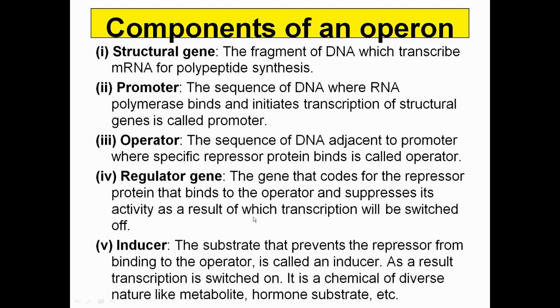Inducer is a kind of substrate that prevents the repressor from binding to the operator, and is called an inducer. As a result, transcription is switched on. It is a chemical of diverse nature like metabolite, hormone, substrate, etc. It can be of any type of thing like a metabolite, as we have seen in the case of E. coli, that is lactose. Okay, so a hormone can also be an inducer sometimes when the growth of eukaryotes is concerned.